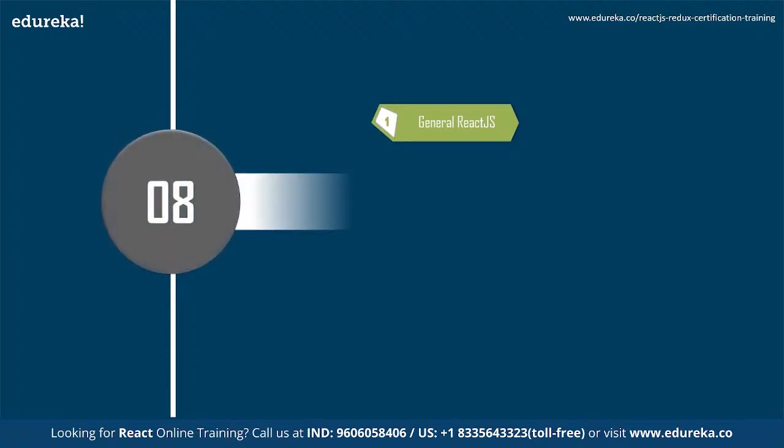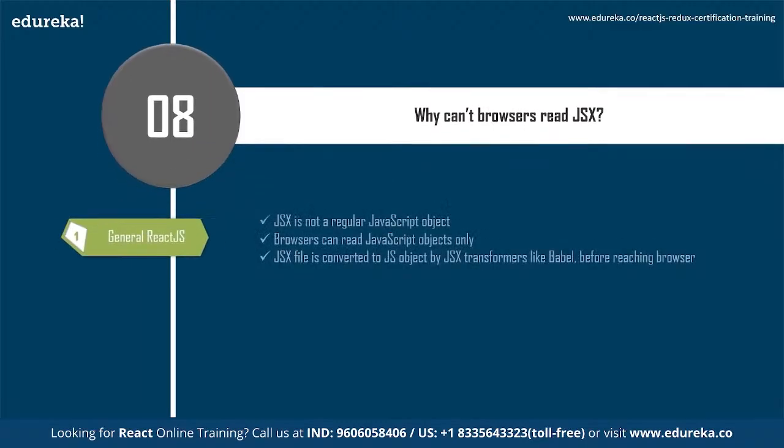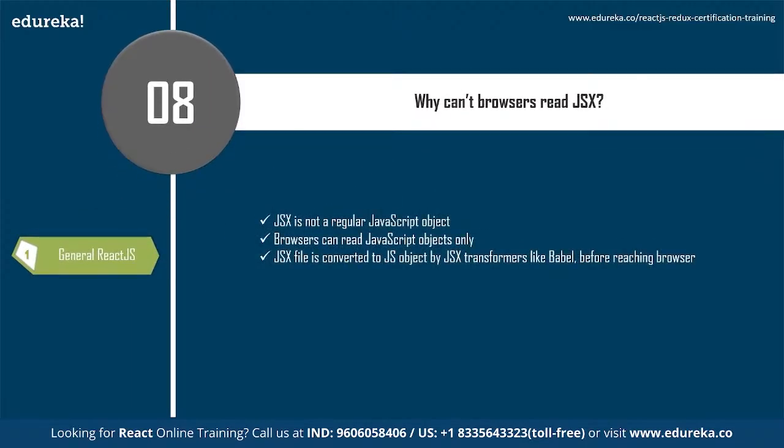Now moving to the next question, which asks, why can't browsers read JSX? Browsers can only read JavaScript objects, but JSX is not a regular JavaScript object. Thus, to enable a browser to read JSX, first we need to transform the JSX file into a JavaScript object using JSX transformers like Babel and then pass it to the browser.